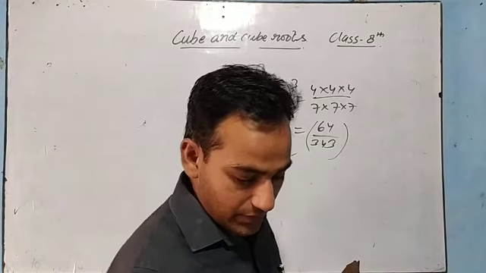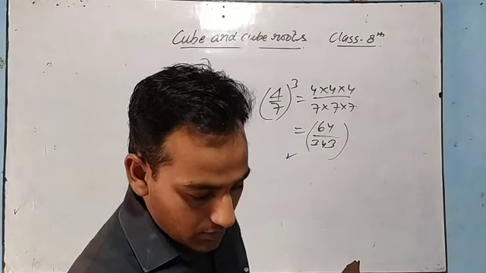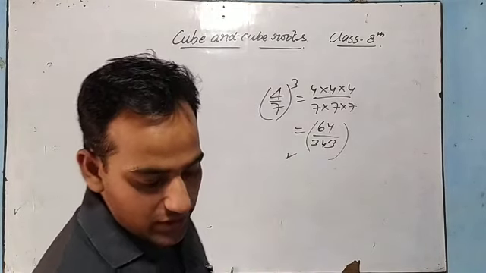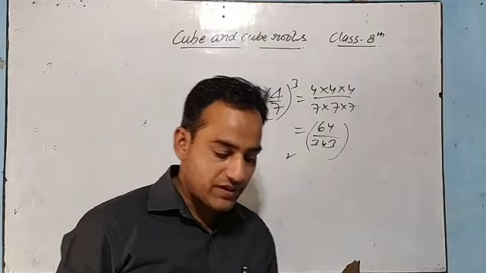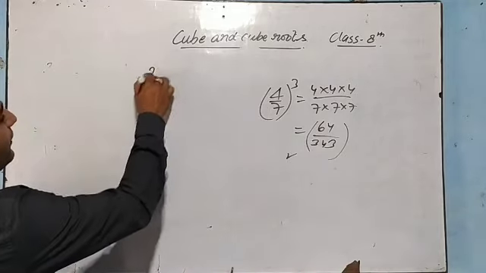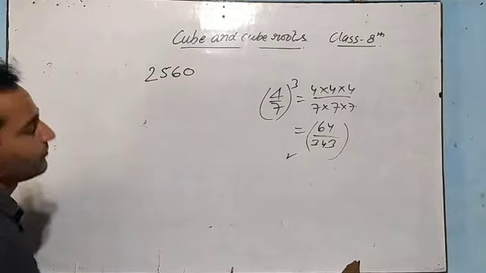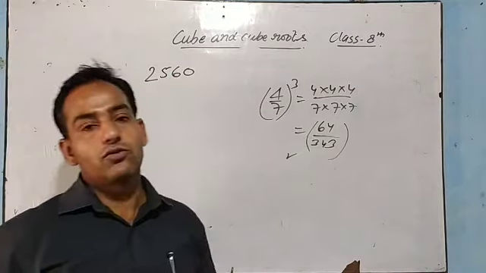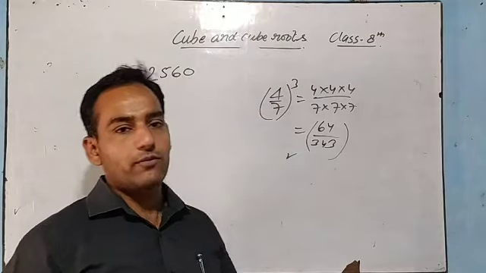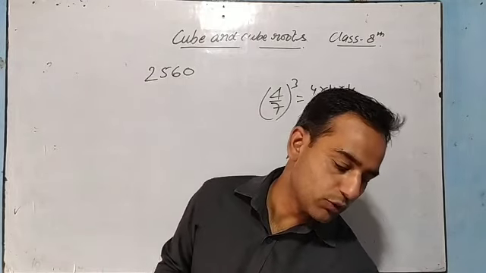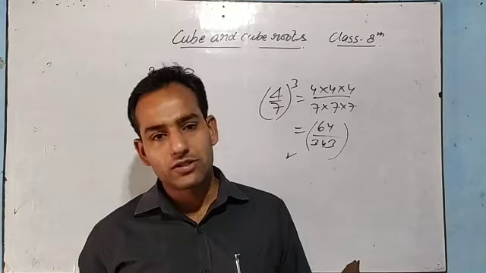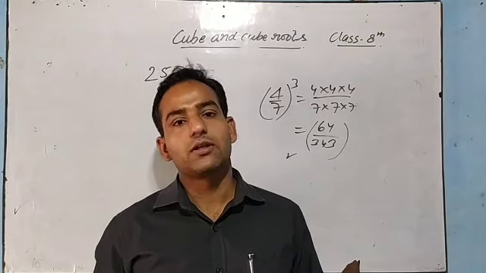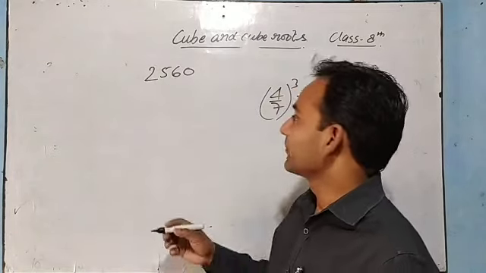Let us take one more example: find the smallest number by which 2560 must be multiplied. We have to find the smallest number by which this 2560 must be multiplied. One question I have taken from my book. I have an old book here. So you have your books; if you have, please see your books. If you don't have, please practice from here only.